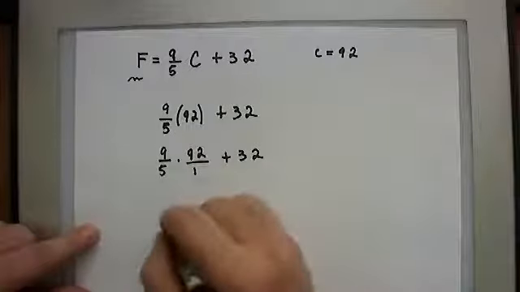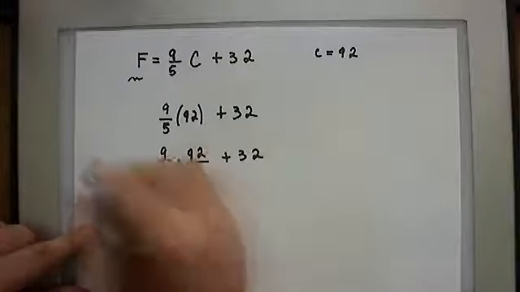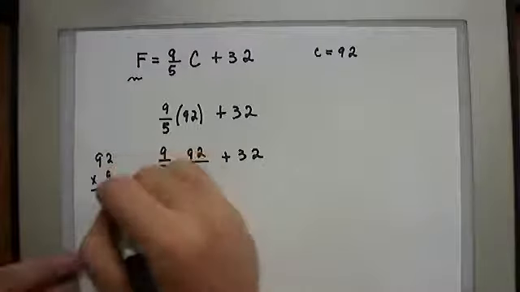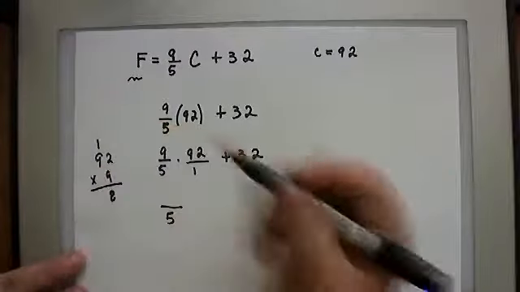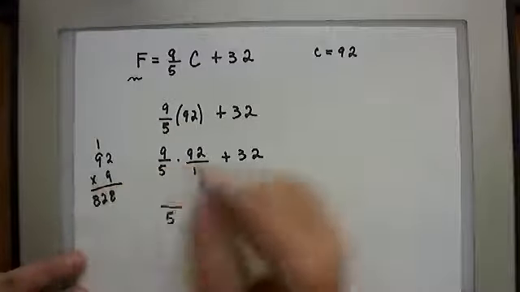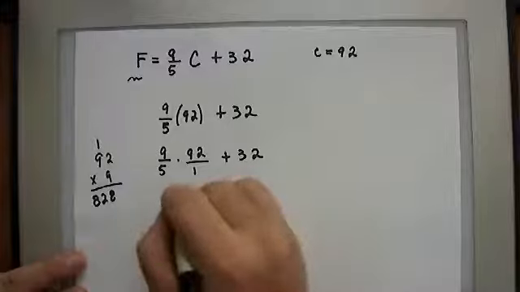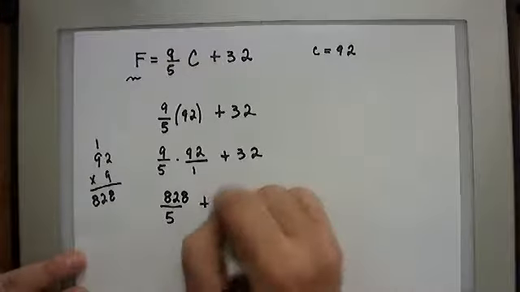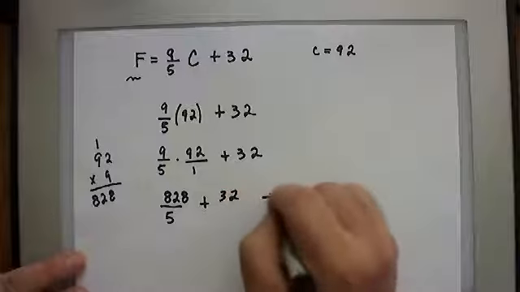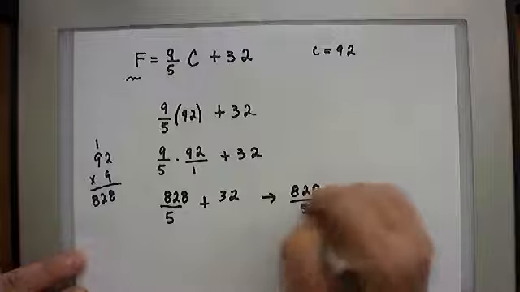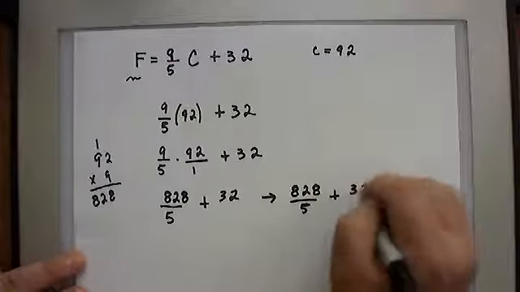5 times 1 is 5. 9 times 92, just do it off to the side. 2 times 9 is 18, carry the 1. 9 times 9 is 81, plus 1 is 82. 828 over 5. All right, then we're going to say plus 32. So what I'm going to do here is say that's 828 over 5 plus 32 over 1.